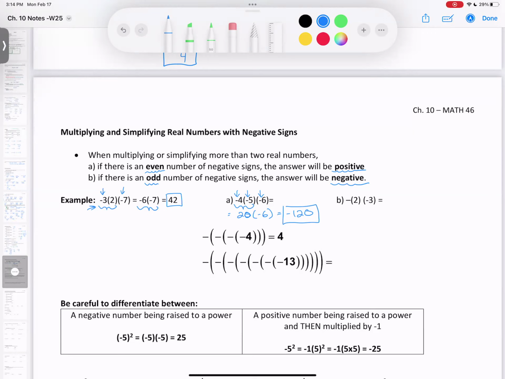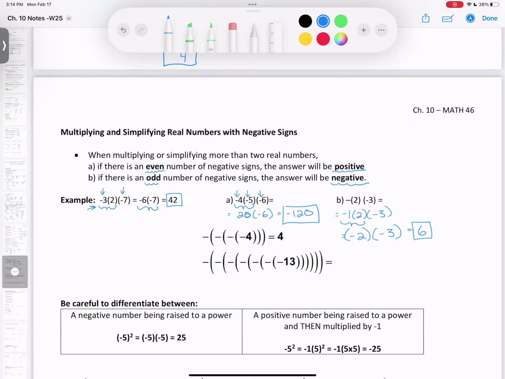Okay, and last one, this one's a little bit interesting. We've got a negative sign out in front of the brackets. The way to think about that is that's really a negative 1 out there. So there's a negative 1 times a 2 times a negative 3. So we're going to deal with these two first to get negative 2. So we've got negative 2 times negative 3, and that gives us positive 6.